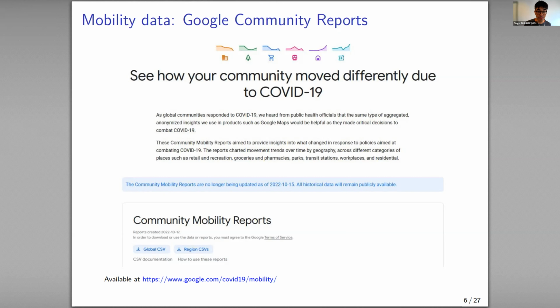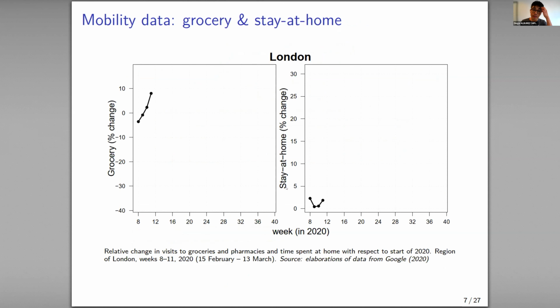And this is, of course, very important to note also. Google discontinued the production of this type of information in October last year, right? So you can still access the previous data, but no new data is being released. I will come back to this in my discussion. So basically, this is what the data looks like.